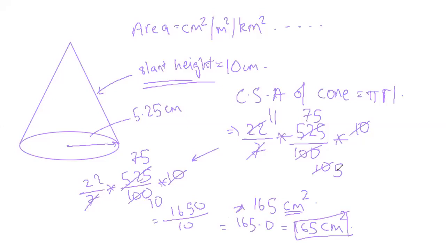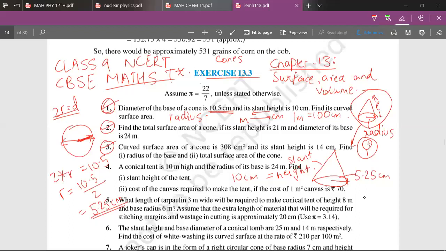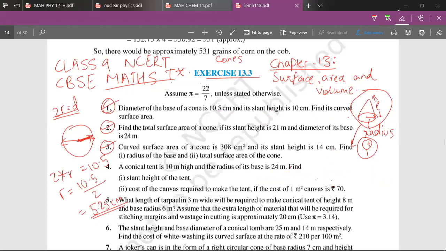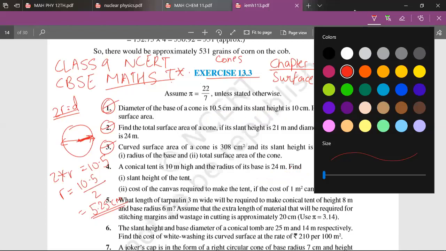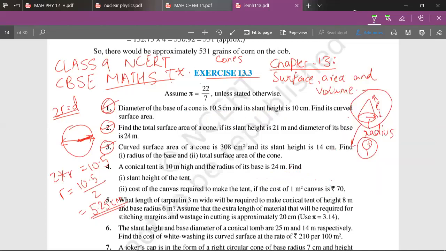We'll move on to the next sum. I'll rub all of this out to make some space. Once I've made enough space, we'll move on to a second sum. We'll take another color and find the total surface area of a cone.